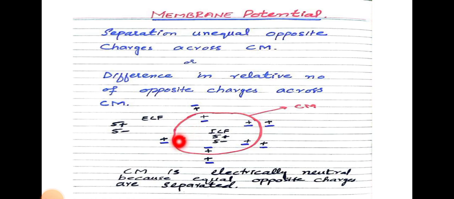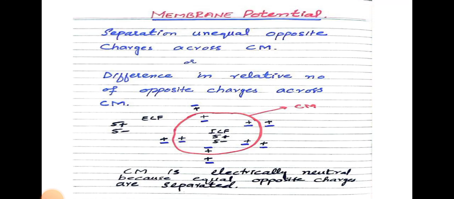Let's see in this diagram, in which there are 5 positive and 5 negative inside the cells, and 5 positive and 5 negative outside the cell. They are balanced ones. So this membrane is unpolarized membrane. There are no unequal, unbalanced charges across the cell membrane.